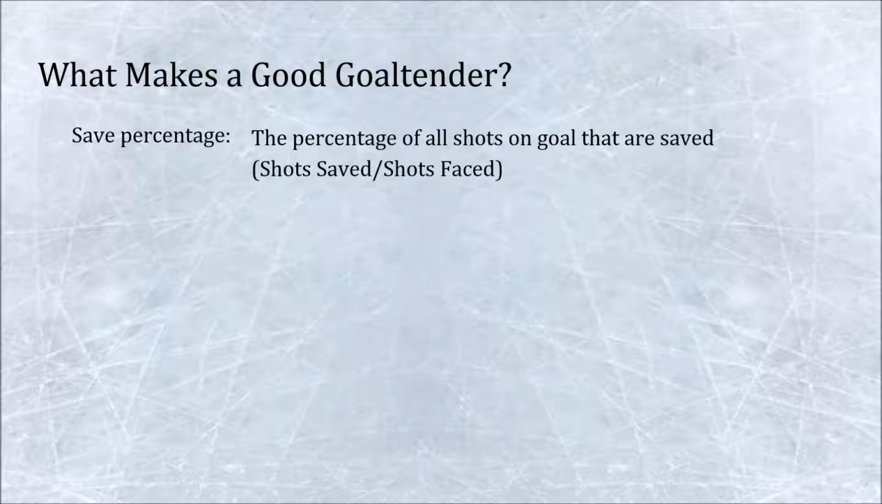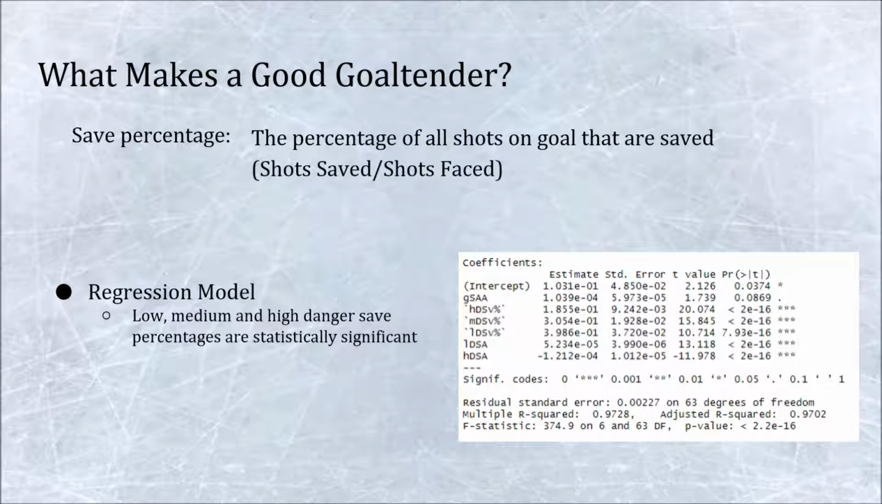And I did filter the original data set to include goalies that played in 10 or more games in the last NHL 2018-19 season to get a more accurate picture of their play. And so the regression output doesn't really reveal too much, as all three types of save percentages, so low, medium, and high danger save percentages, are statistically significant. So prior to looking at this model in more detail, I would like to explain what some of these terms mean.